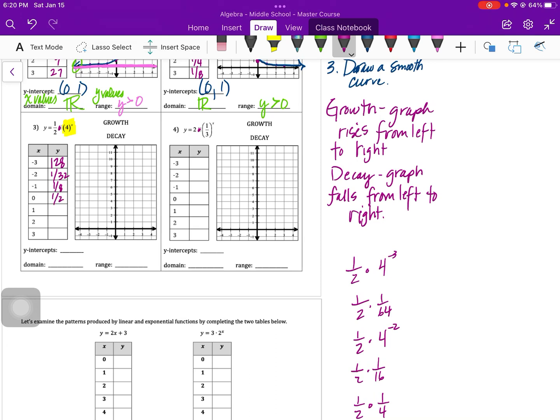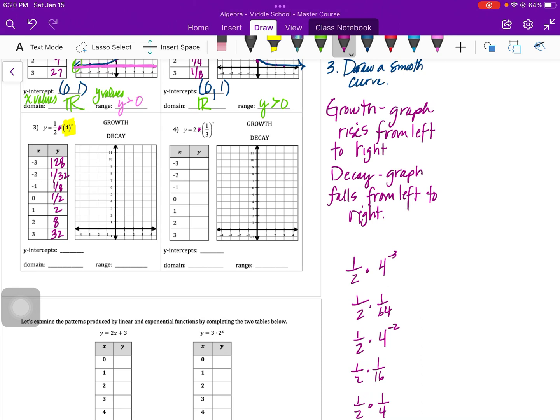4 to the first power is 4. Half of 4 is 2. And then 4 squared is 16. Half of 16 is 8. And then 4 cubed is 64. Half of 64 is 32. Let's go ahead and graph these.